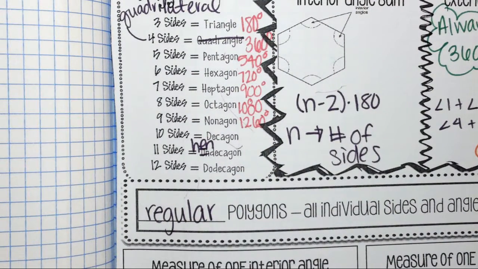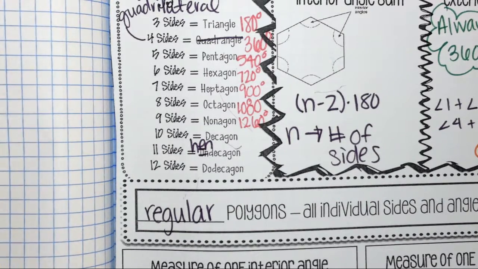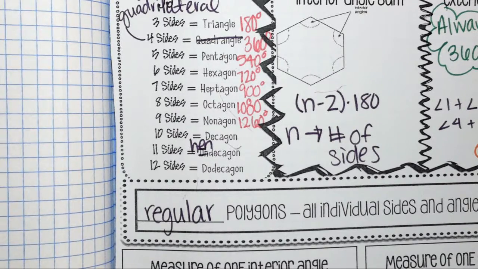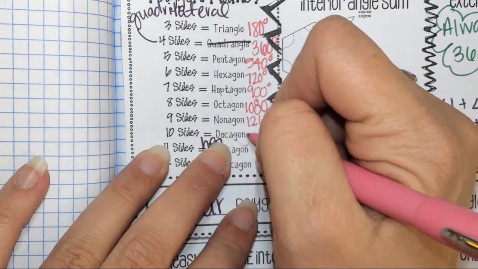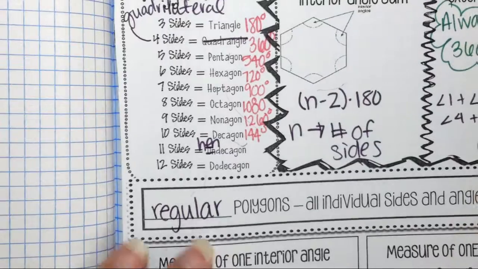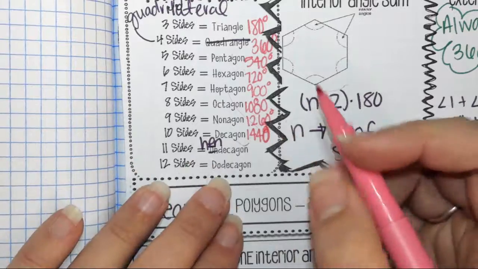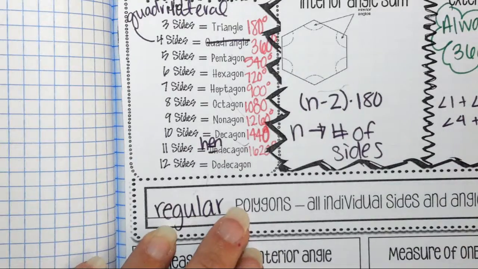Do decagon. I need to hang up the signs again. Thank you for reminding me, Logan, so that we know what our tables actually are. Okay. Thank you. Take a point. All right. Who wants to do hendecagon? 1620. Okay. And dodecagon. Take a point, Cam. Ainsley?